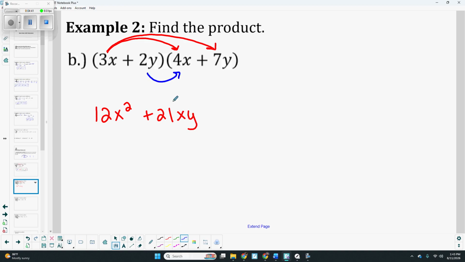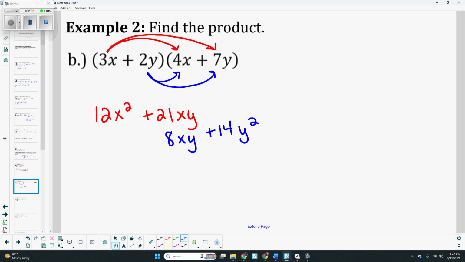Then I'm going to do the 2y being distributed. So 2y times 4x. 2 times 4 is 8. X times y is xy. And then 2y times 7y. 2 times 7 is 14. And y times y is y squared. So notice this one I kind of lined up as well.